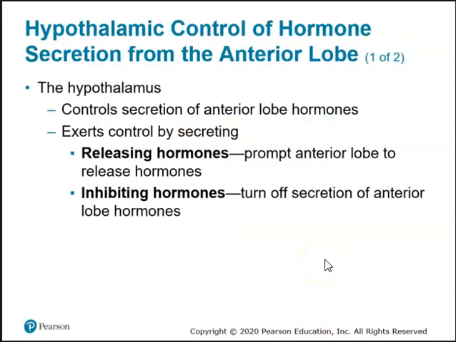So that's it for the pituitary gland. Next, we are going to talk about the hypothalamus. The hypothalamus is a very important center. It controls secretion of anterior lobe hormones and exerts control by secreting releasing hormones, which will then tell the anterior lobe to release hormones, and also secretes inhibiting hormones, which will turn off secretion of the anterior lobe hormones.